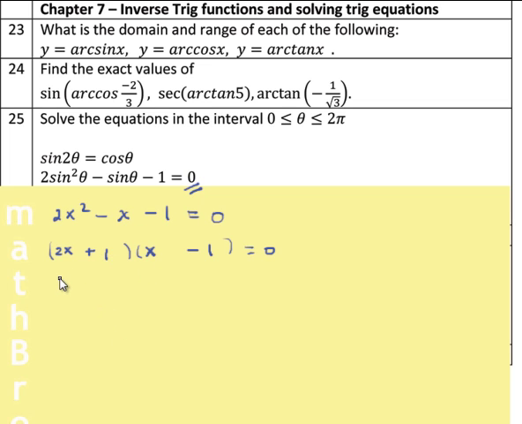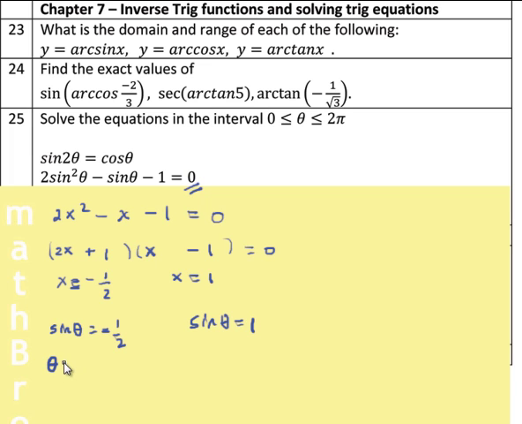So if we solve this one, we have x equal minus 1/2. And here if we solve this one, we have x equal 1, setting each equal to 0. So go back to sine theta. So we have sine theta is equal to minus 1/2. And we have sine theta is equal to 1. Sine theta equal minus a half. Sine is negative in quadrant 3 and 4. So we're going to have a 30-degree reference, quadrant 3 and 4.